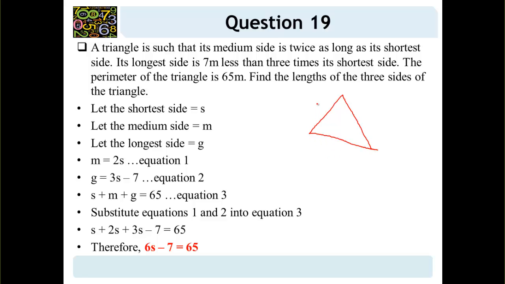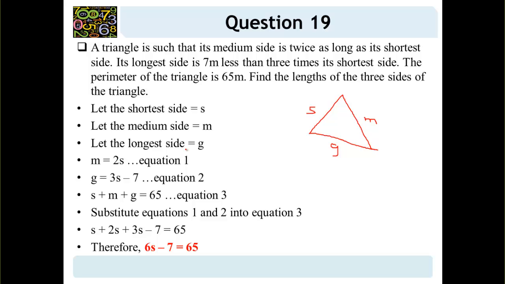Let's say that maybe this is the shortest side. Let's call it S. Let's say maybe that this is the medium side. Let's call it M. And then let's say that this is the longest side. Let's call it G. Perimeter means the entire distance round. So S plus M plus G gives us 65. Now, they told us that the medium side is twice as long as its shortest side. So M is 2 times S.